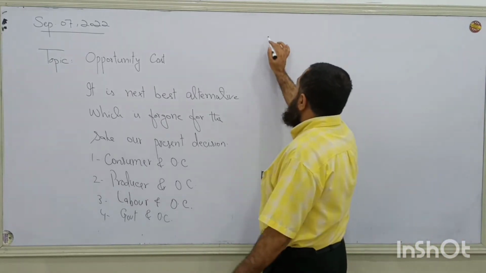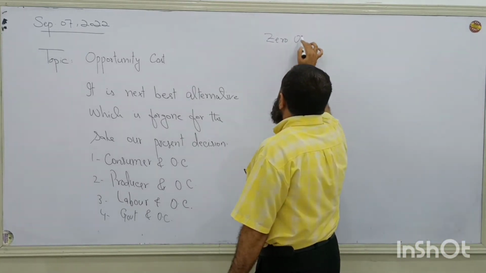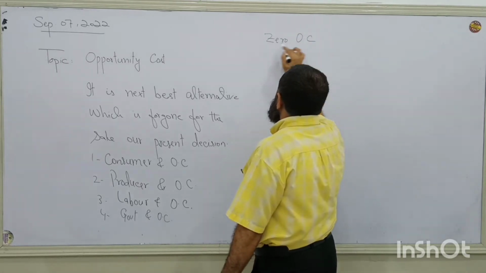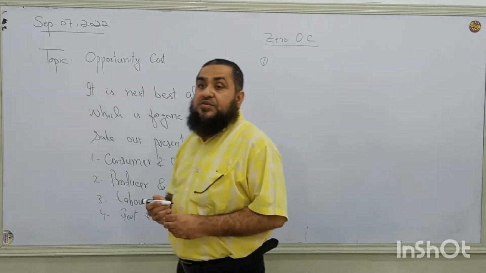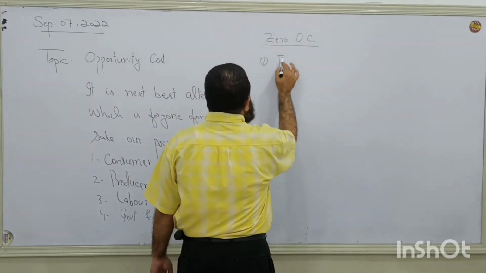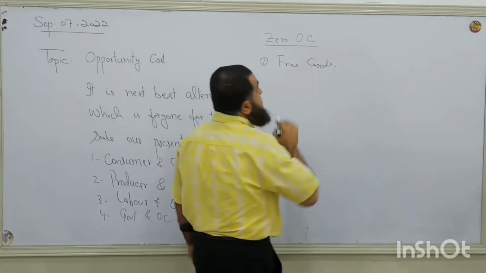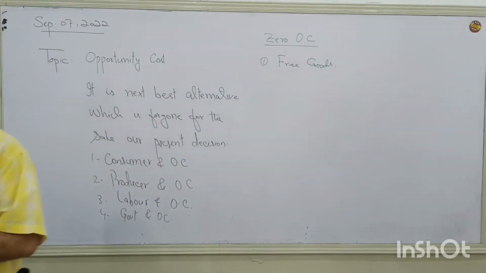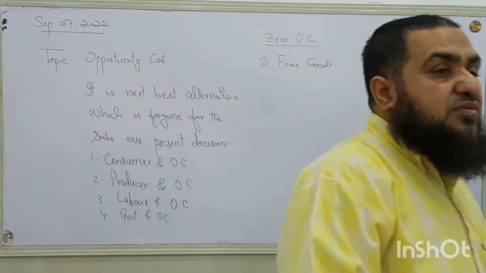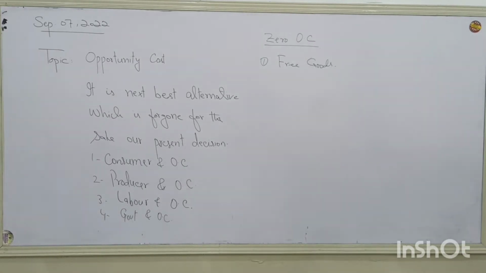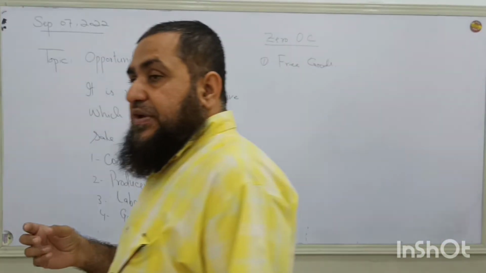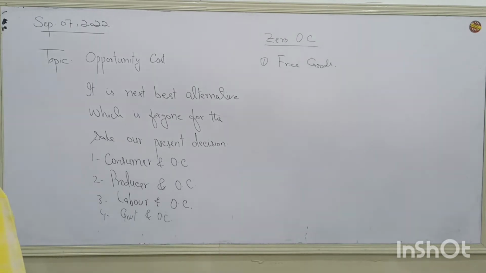Okay, now zero opportunity cost. Do you think there are some goods which have zero opportunity cost? What are those goods? Free goods. How can we define free goods? You gave the example of the free good. Now the definition of a free good is that which does not require the allocation of resources to produce them. Yes. Anything which does not require any employment of resources to produce is called a free good.